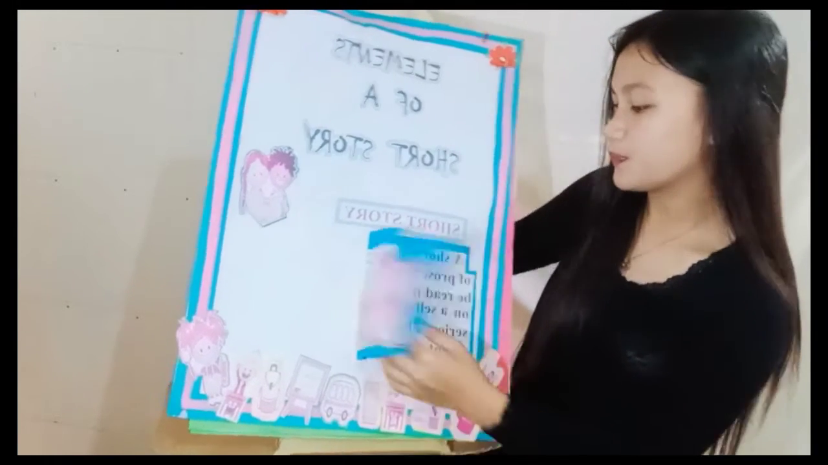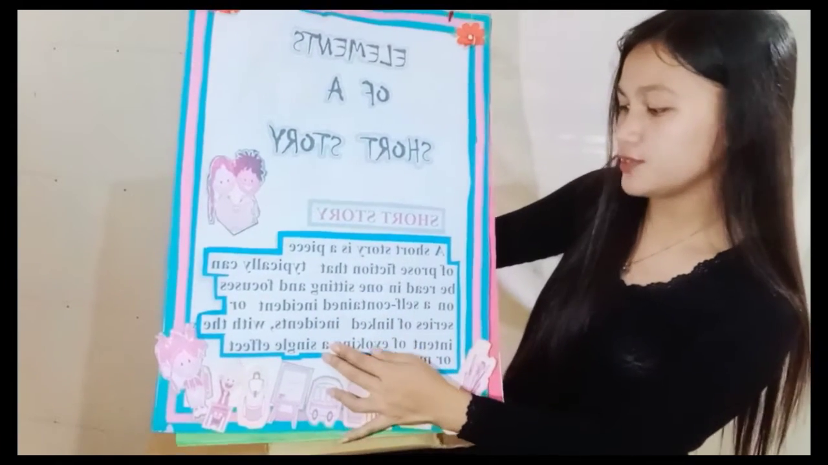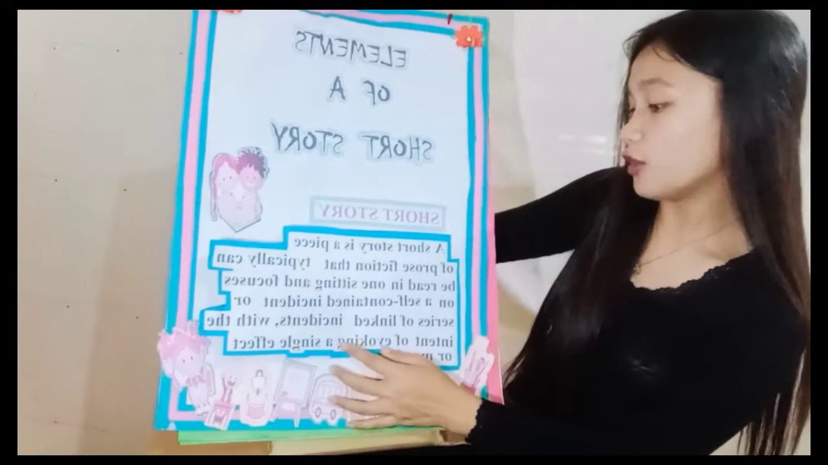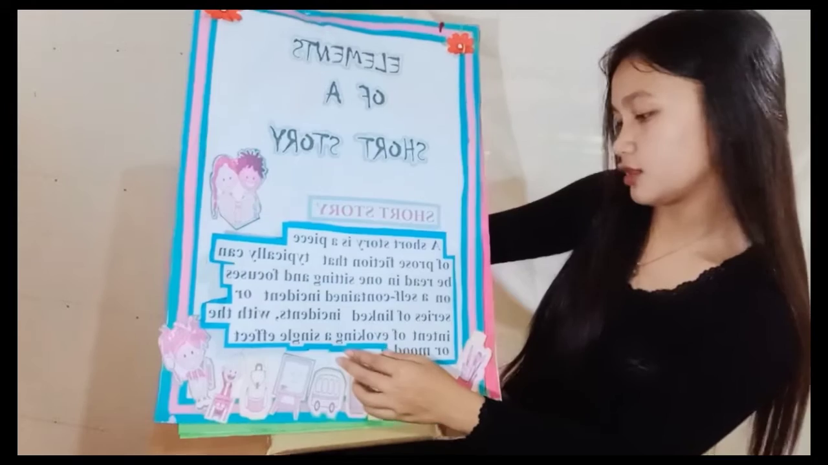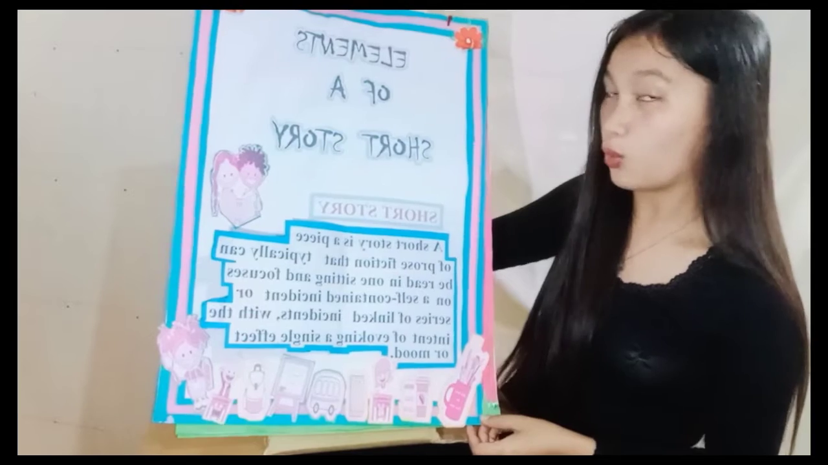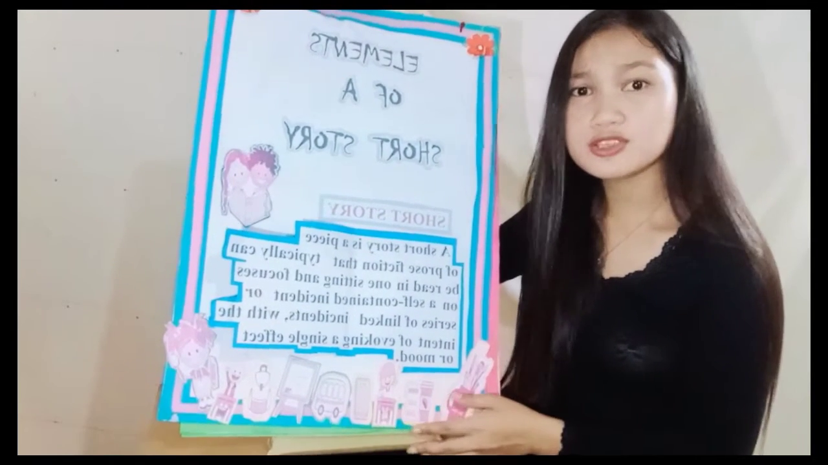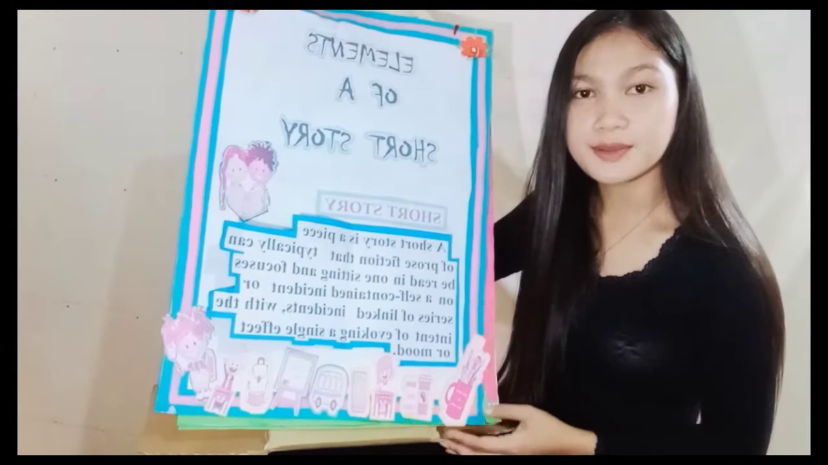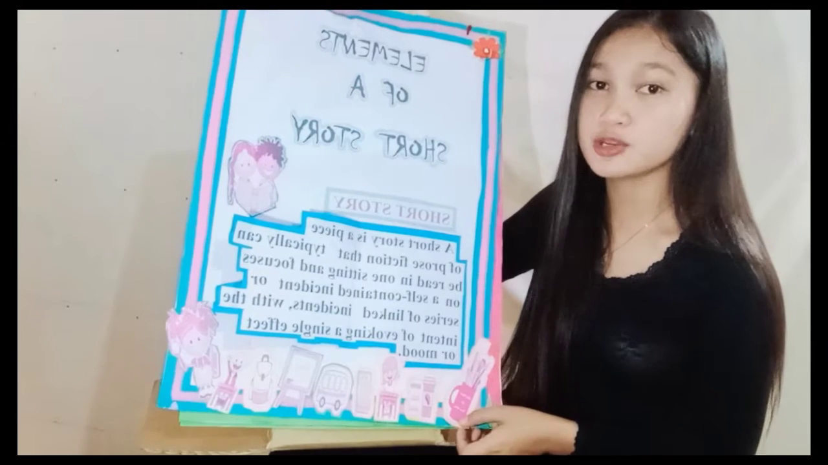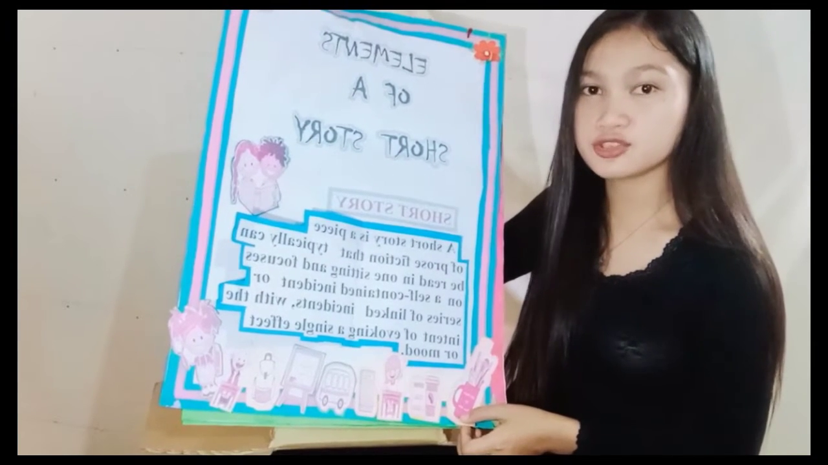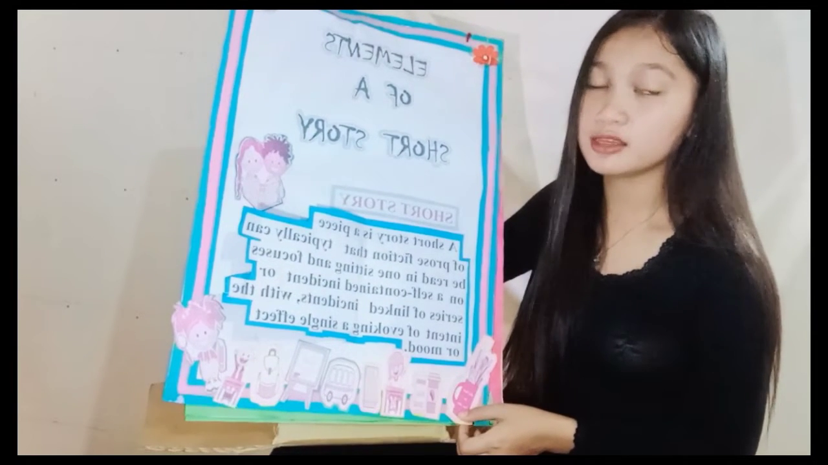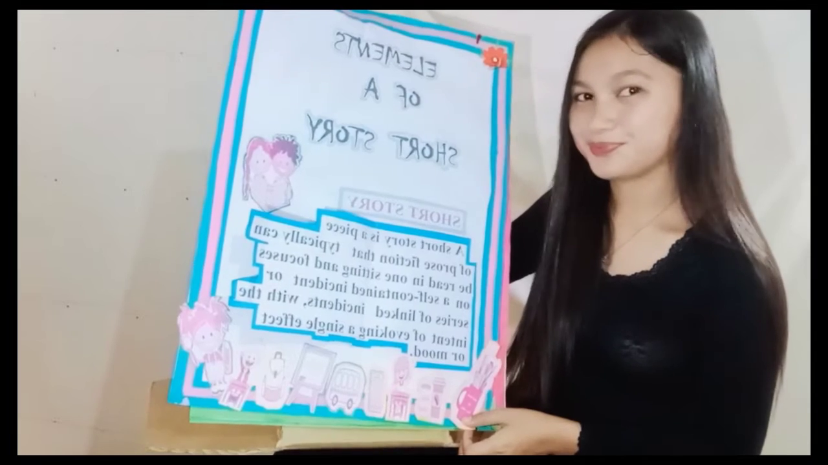Let's find out. A short story is a piece of prose fiction that typically can be read in one sitting and focuses on a self-contained incident or series of linked incidents with the intent of evoking a single effect or mood. A short story is composed of 5 elements. These 5 elements make short stories the best starting point for novice writers. They are short and fairly simple, so the writer gets a chance to focus on the plot, character, and theme.